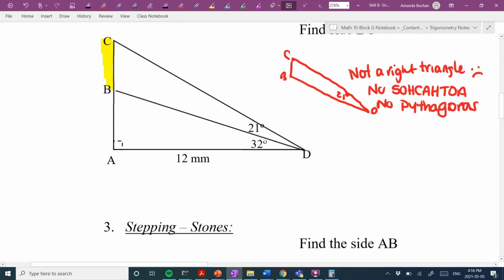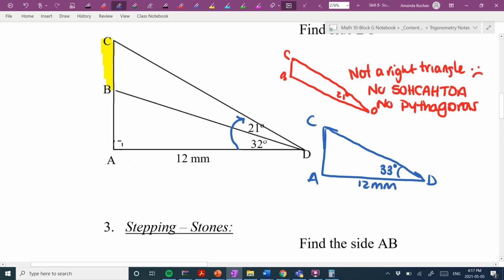So I actually do have two right triangles here. I have the big triangle, CAD. Now, because I'm looking at this whole big triangle, we're going to add these two angles together. So in total, that's a 33-degree angle. And AD is 12 millimeters. So with this triangle, we would be finding this whole side length, right? Because we're finding AC there.